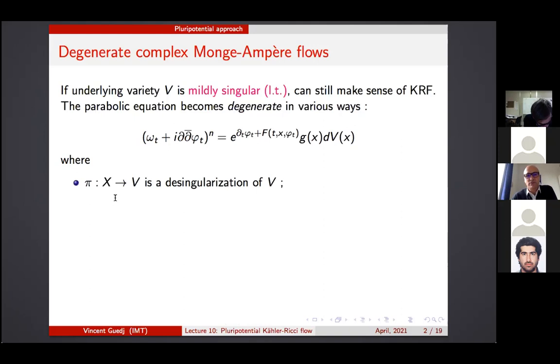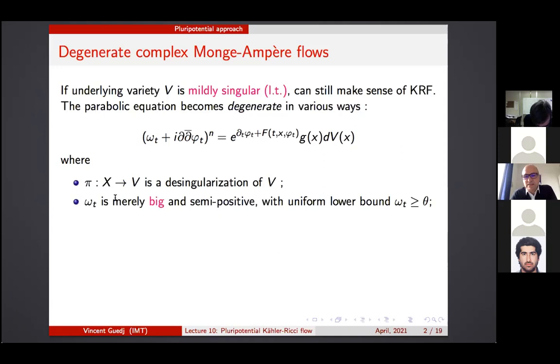Therefore, the corresponding omega t's are no longer Kähler. They are the pullback of Kähler forms on V. So they are merely big and semi-positive. And we have a fixed uniform in time lower bound, which I denote by theta. And the smooth analysis will take place on the ample locus of this fixed lower bound theta. So this is a fixed Zariski open set.